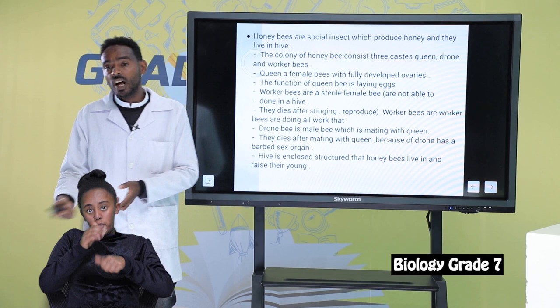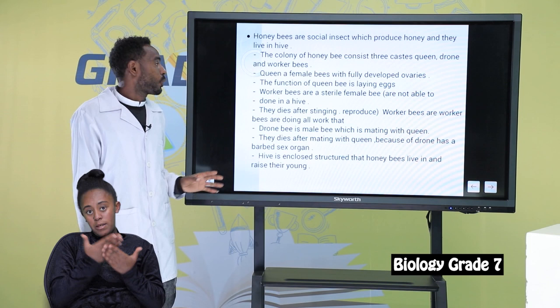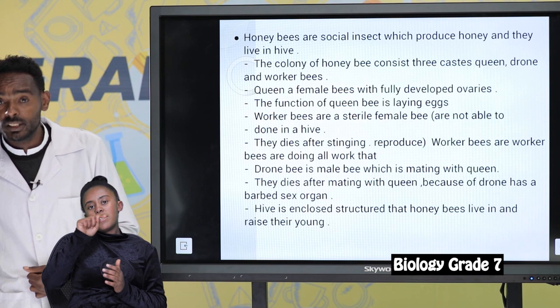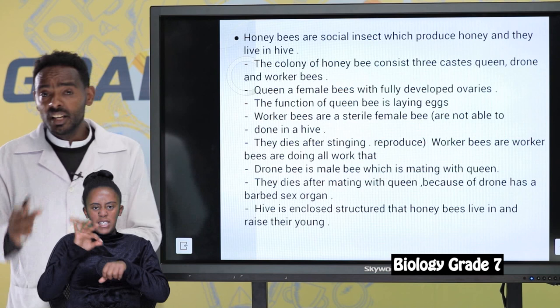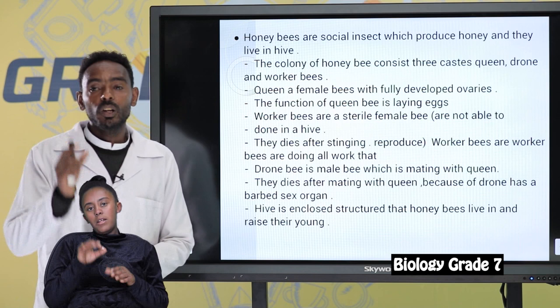Now we see something about worker bees. Worker bees are sterile female bees. Sterile means they cannot reproduce. This means they cannot lay eggs. Worker bees also sting. Stinging means they die after stinging. Because of this, they sting only once.